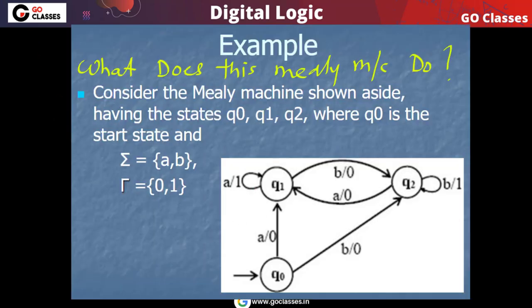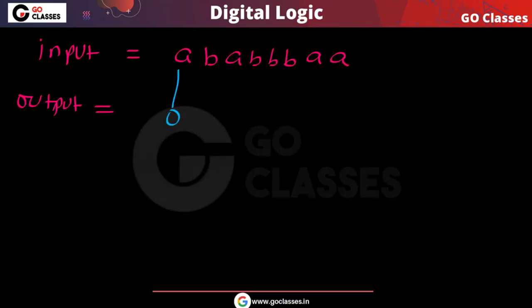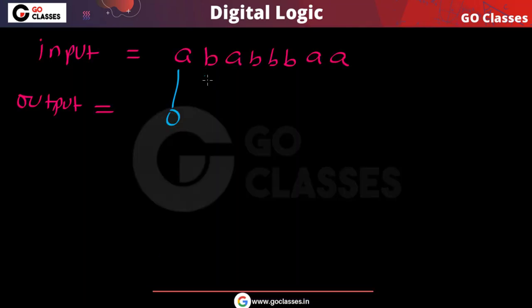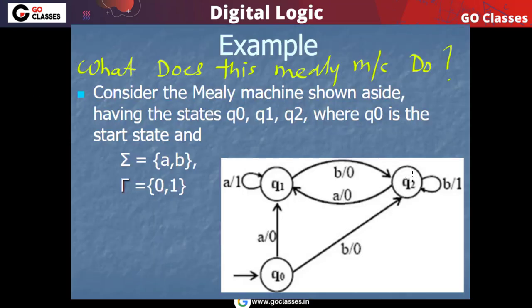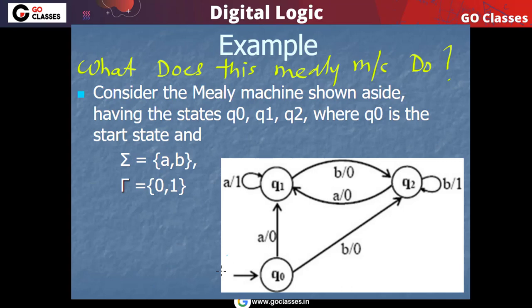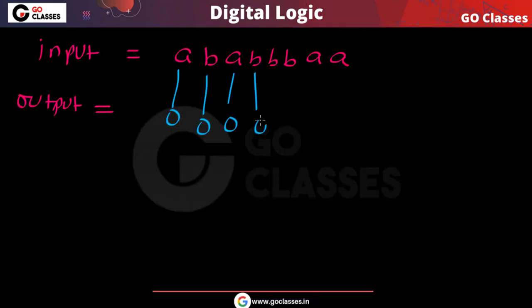You can notice, the initial state is Q0. In the initial state, if you see A, then the output will be 0. Next, now you are in this state Q1. In this state Q1, if you see B, then the output will be 0. In this state Q2, if you see A, then the output again will be 0. Now in this state Q1, if you see B, then the output again will be 0.